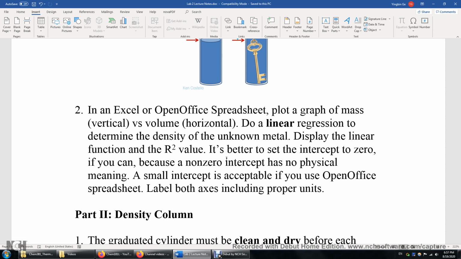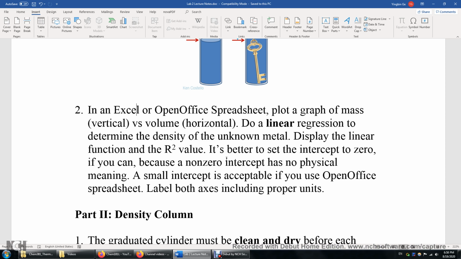If r squared is 1, you have a perfect fit. If r squared is 0, there's no correlation. Your function does not fit the data at all. It is better to set the intercept of the linear function to 0. This is because a non-zero intercept has no physical meaning at all. Remember, mass is equal to density times volume plus what? Plus 0.